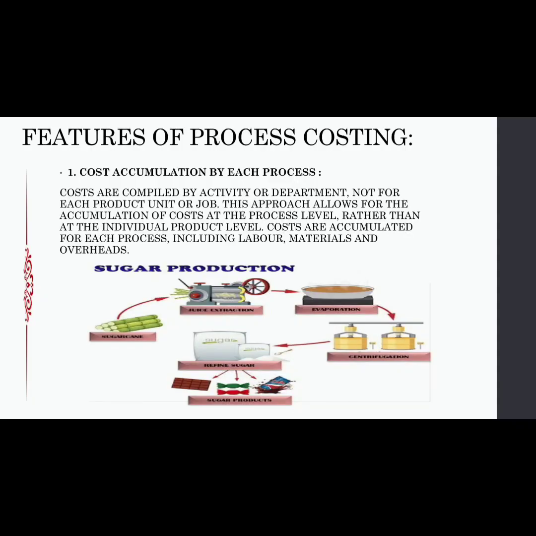Cost accumulation by each process. Costs are compiled by activity or department, not for each product, unit, or job. This approach allows for the accumulation of cost at the process level rather than at the individual product level. Costs are accumulated for each process, including labor, material, and overheads. Here, each plant or factory is divided into a number of processes, cost centers or departments and each division will be a particular stage in that production or process.